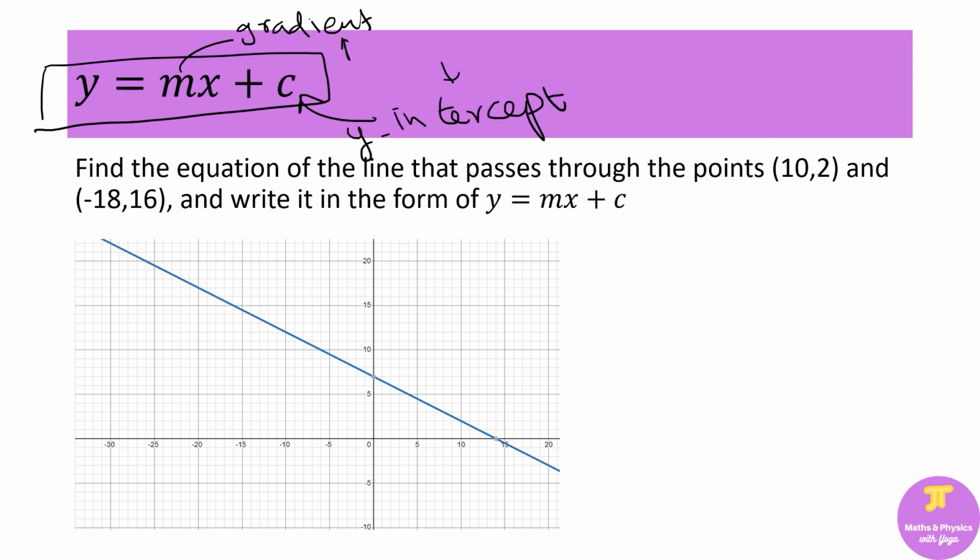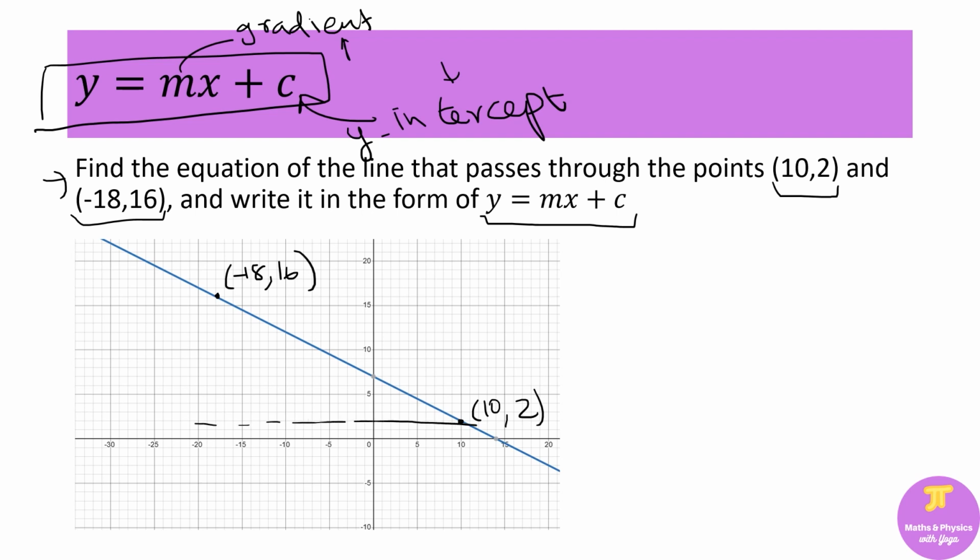If you look at this question: find the equation of the straight line that passes through the points (10, 2) and (-18, 16), and write it in the form y equals mx plus c. Where are these two points? One is (10, 2), the first coordinate, and the other one, (-18, 16), is somewhere here, right? So let me complete a triangle.